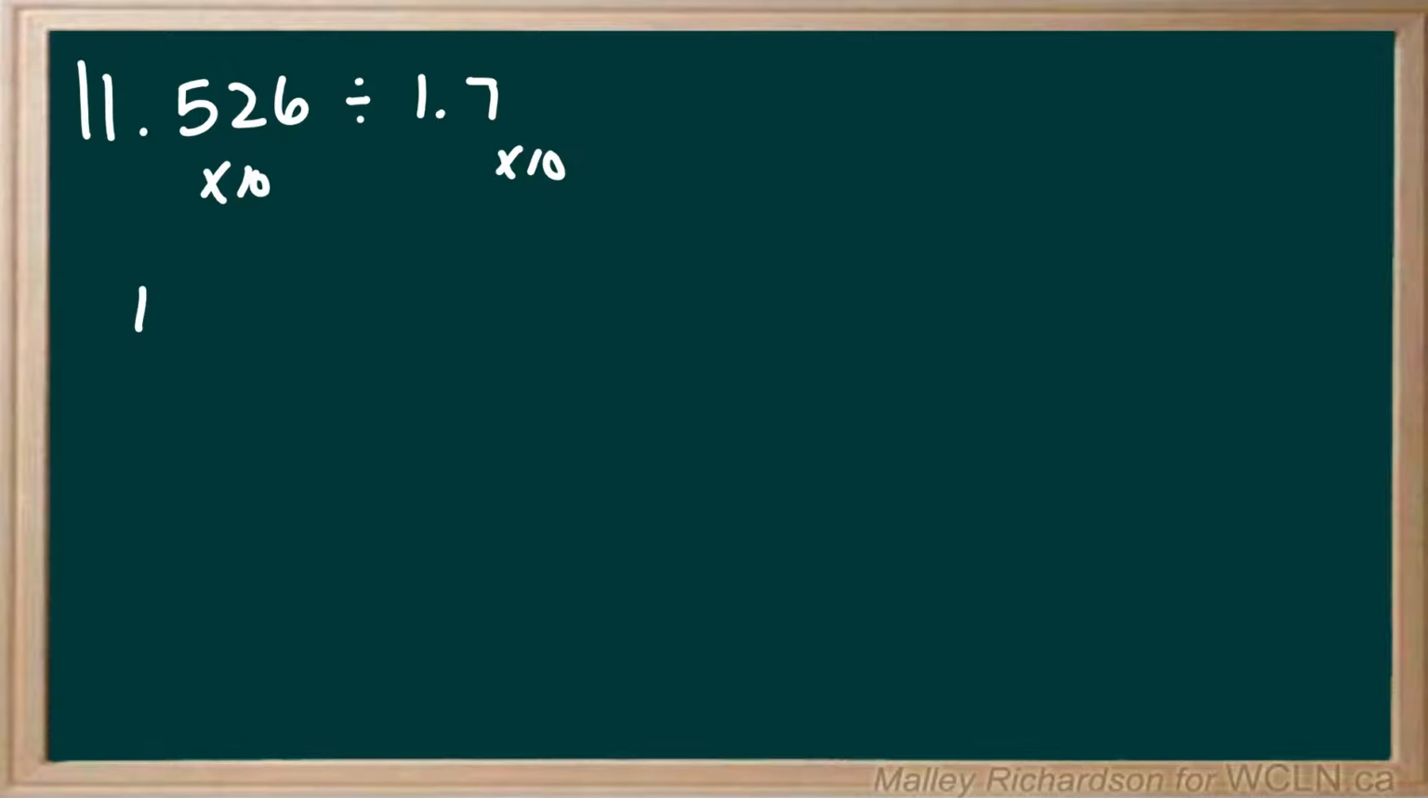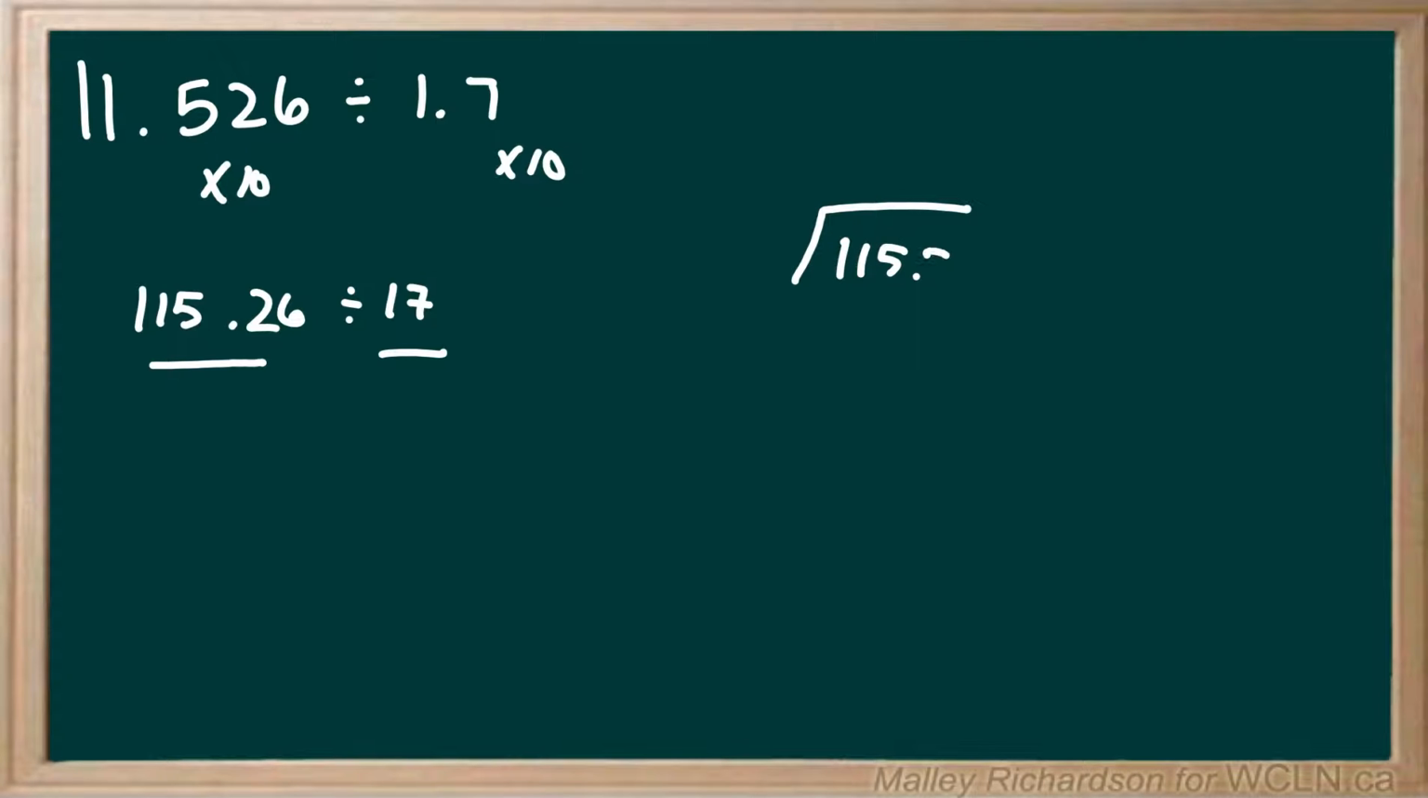And then we end with 115.26 divided by 17. Now we have this as a whole number and it is much easier to deal with. 115.26 is our dividend and 17 is our divisor, so when we set up our question, we put our 115.26 inside the den, and then we put 17 on the outside.